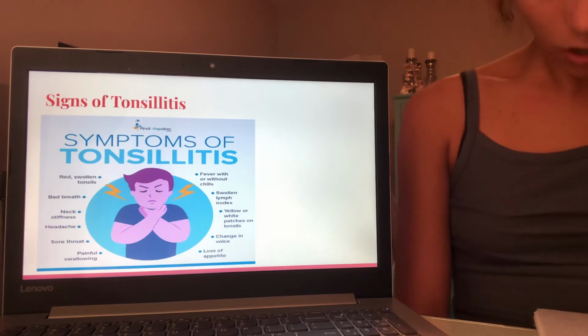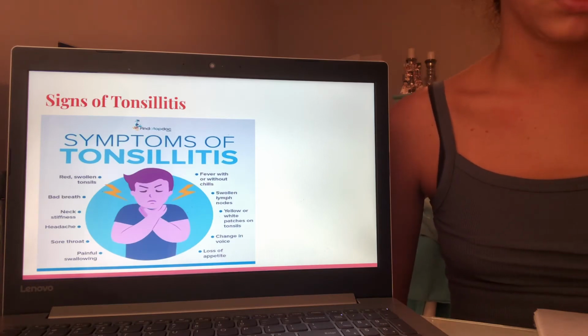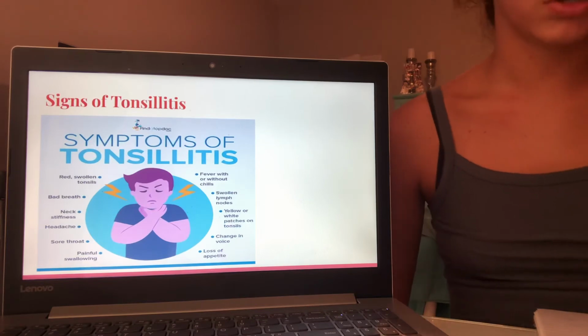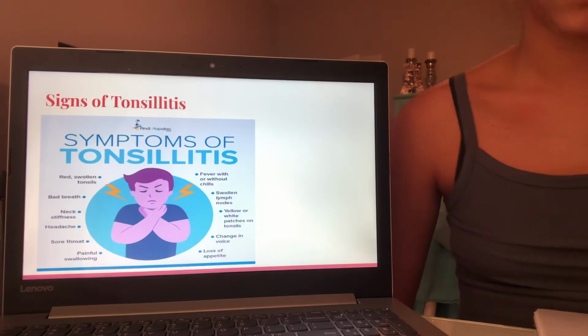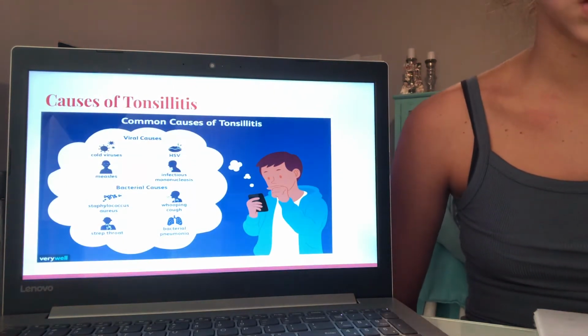In young children who are unable to describe how they feel, signs of tonsillitis may include drooling due to difficult or painful swallowing, refusal to eat, or unusual fussiness. And then here is causes of tonsillitis.